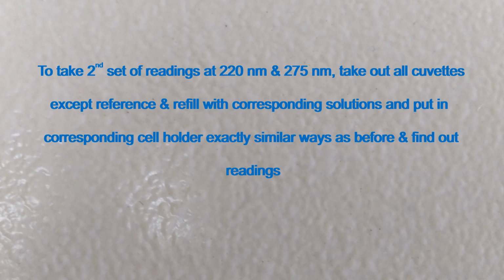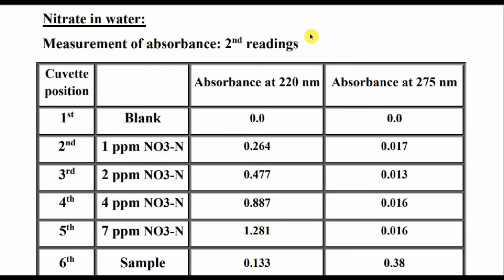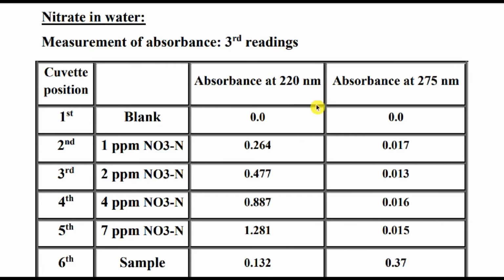To take a second set of readings at 220 nanometer and 275 nanometer, take out all cuvettes except the reference and refill with corresponding solutions and put in the corresponding cell holder in exactly similar ways as before and find out readings. This is the second set of absorbance readings at 220 nanometer and 275 nanometer of blank, standard and sample. Similarly, find out the third set of readings. This is the third set of absorbance readings at wavelength 220 nanometer and 275 nanometer.